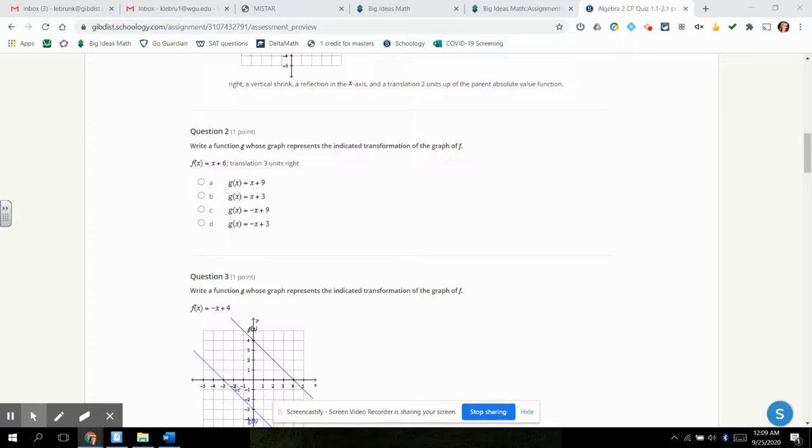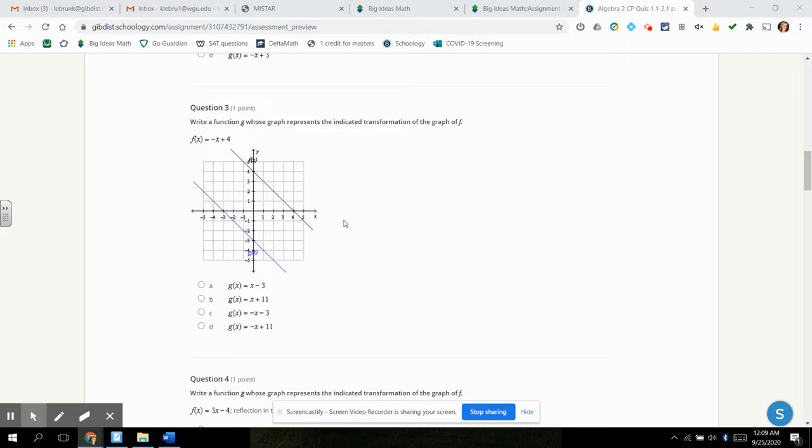Number 3, they give you a function and they're asking you what is the graph of the other one. So the function that they provide for you is f of x. That's going to be the black one. So that's your f of x function, the black one up here. They're asking for the equation that matches this function, the blue one.